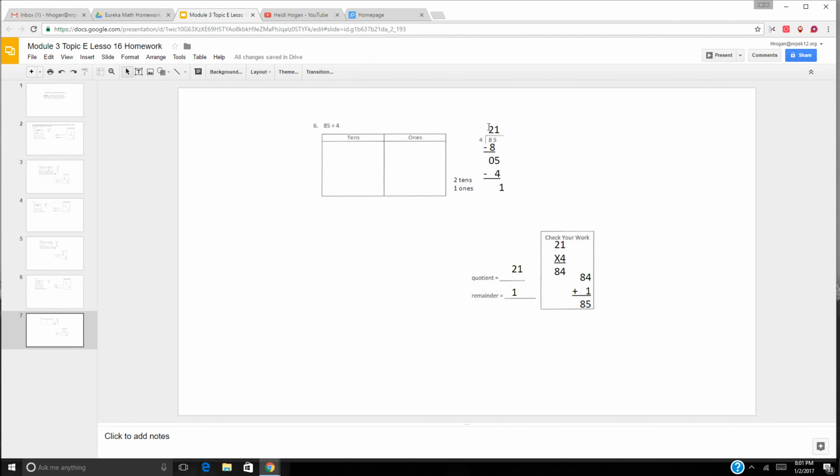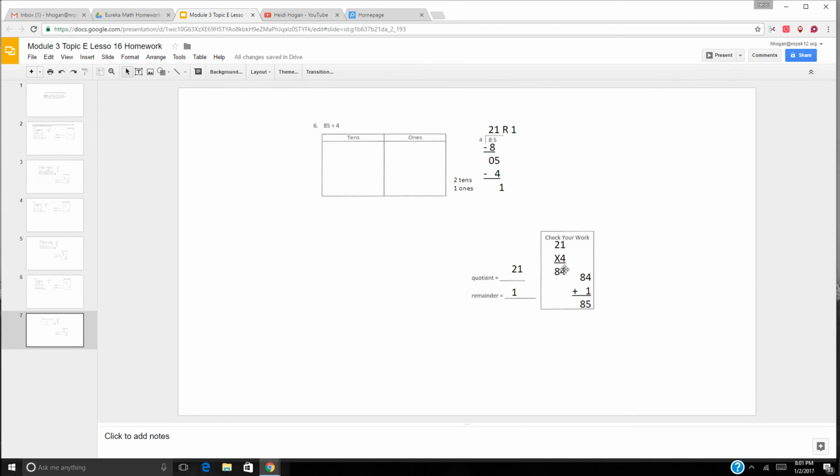So, how many times does 4 go into 8? 2 times. How many 4s are in 8? 2. 2 times 4 is 8. And we didn't have any left. We could divide them evenly. And then we have 5. How many 4s are in 5? Well, there's only 1. And if we subtract those 4s, cross them out, we have 1 left over. So 21, remainder 1.